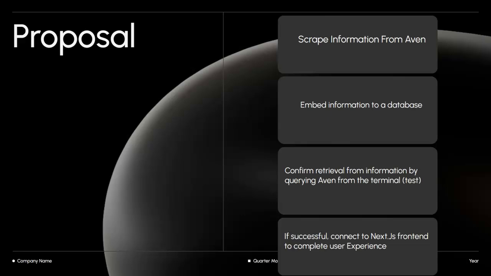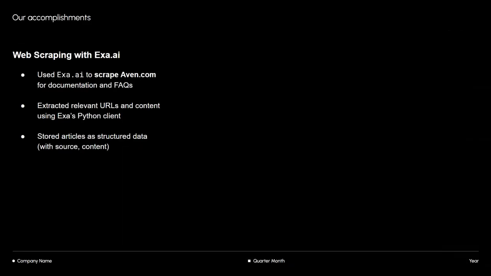And the steps: scrape information from Avon, embed the information into the database, confirm retrieval by querying Avon from the terminal test. And if successful, we'll connect it to the Next.js front end for a complete user experience.